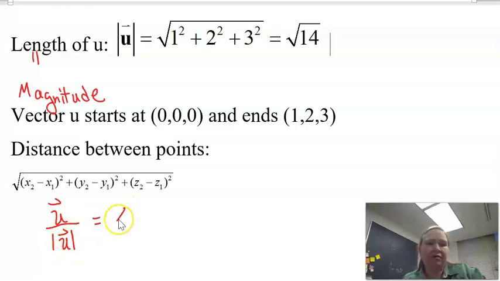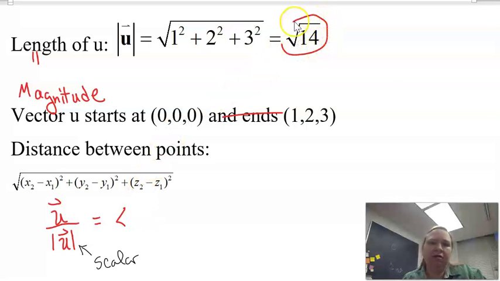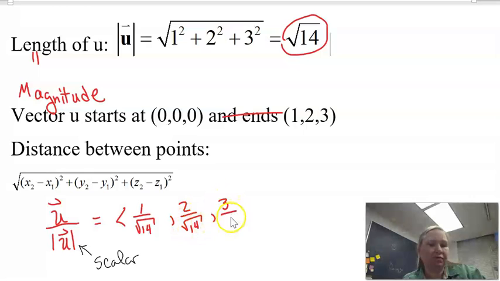So what that means is, because this here is a scalar, when I get the magnitude or the length, that's a scalar. So I'm going to multiply each and every one of those components, 1, 2, and 3, by 1 over square root of 14. So I'm going to have 1 over square root of 14, 2 over square root of 14, and 3 over square root of 14.